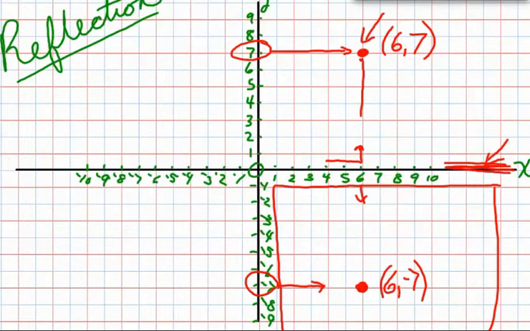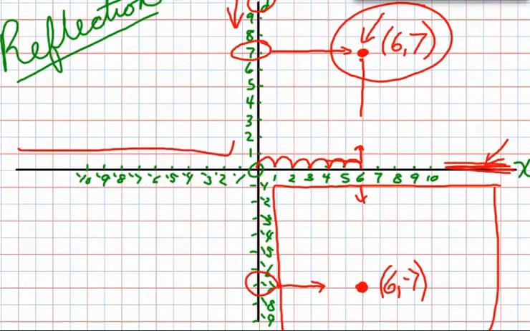Now, let's suppose I said, okay, take this point here, 6, 7, and reflect it in the y-axis. Well, the y-axis is here, it's going down this way. All we would need to do is make sure that we remember that we counted over 6 spots on the x-axis. 1, 2, 3, 4, 5, 6. So if we're going to reflect that dot somewhere in this area here, we need to count over 6 this way.